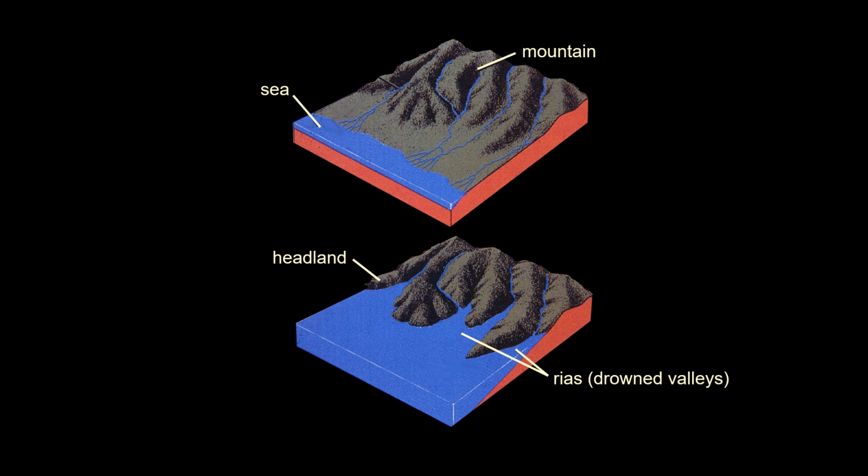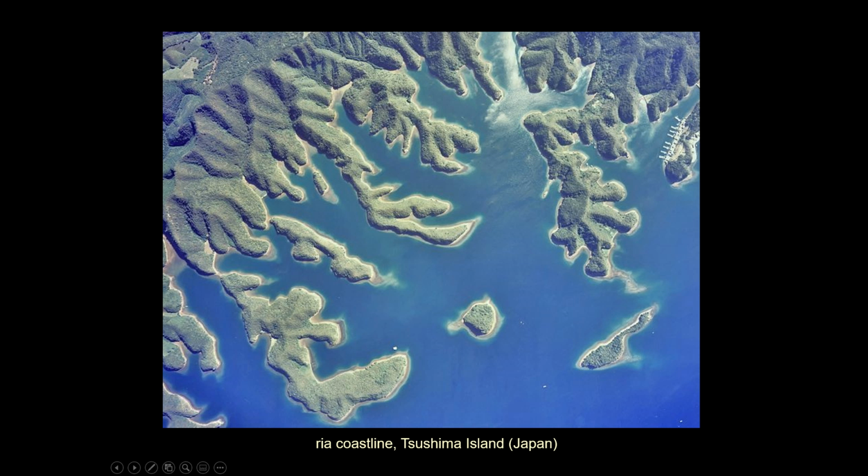Imagine in the upper diagram you have a coastline that's a little bit away from these coastal mountains, and sea levels begin to rise and cover the flat low-lying areas, and the ocean waters begin to move up those former mountain valleys. We refer to those former mountain valleys as rias or drowned valleys, and the headland becomes much more complicated. Here is an example of a ria coastline. This one's in Japan. Again, this was formed by rising water levels.